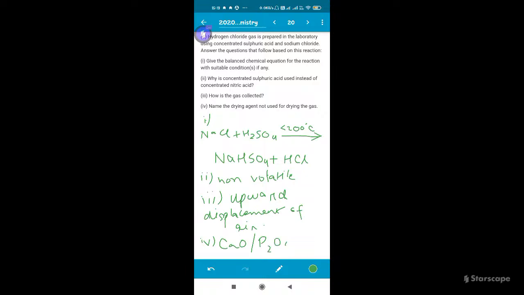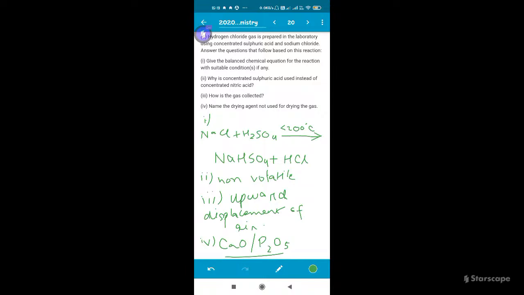You cannot use calcium oxide and you cannot use phosphorus pentoxide because they will react with HCl gas and they will form products. So this is the reason we cannot use them. In order to dry the gas, you have to pass it through concentrated sulfuric acid, so that whatever traces of water vapor are present in it will get removed. So I hope this question is also clear to you.